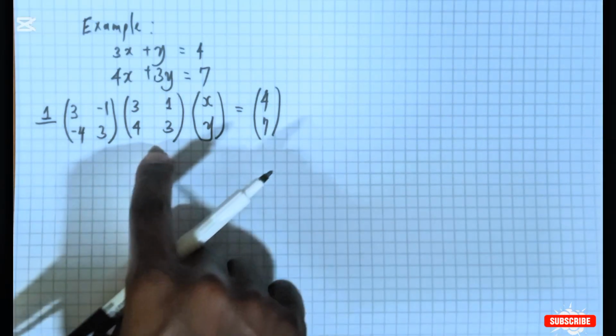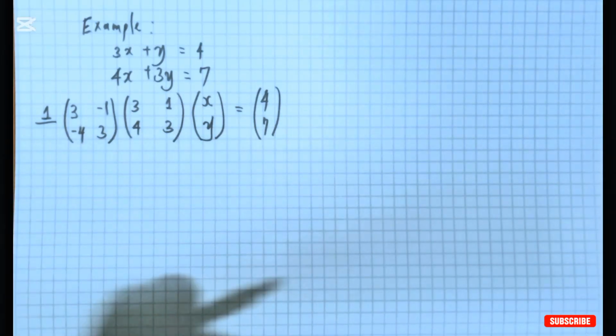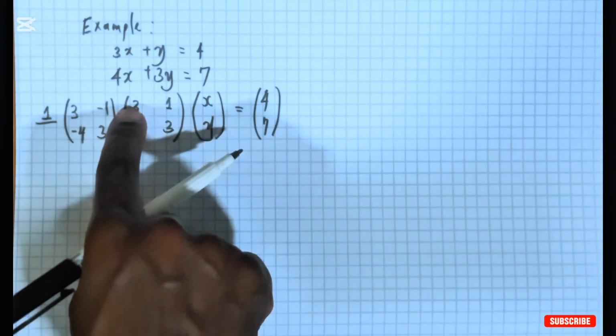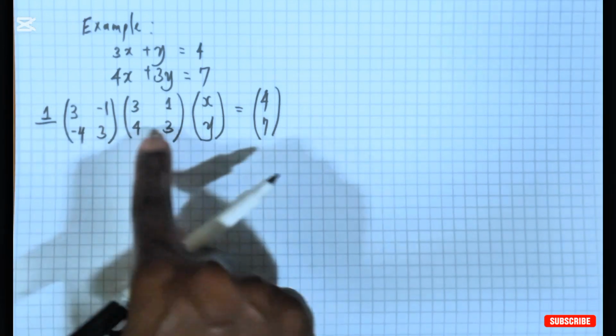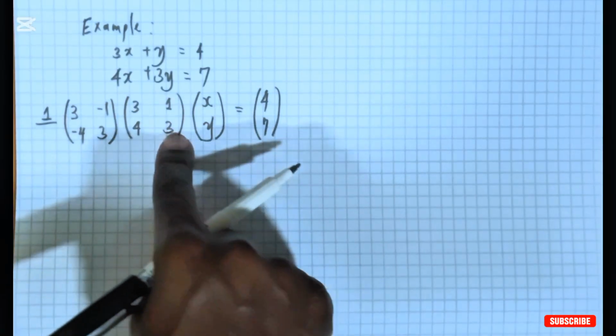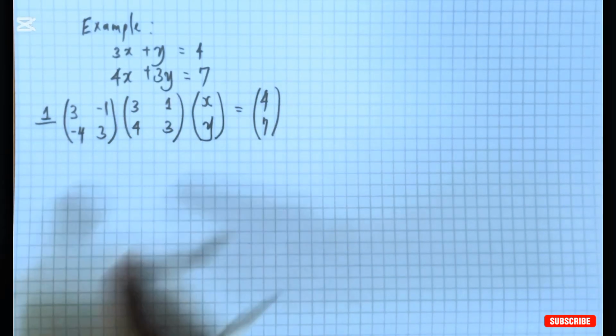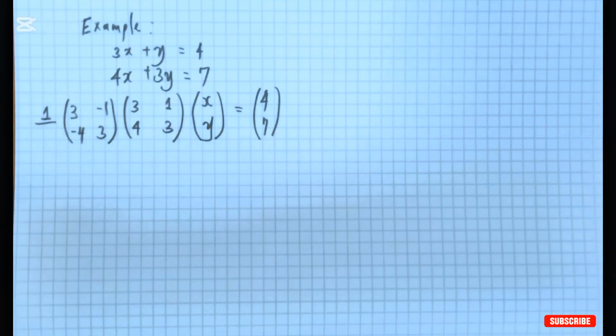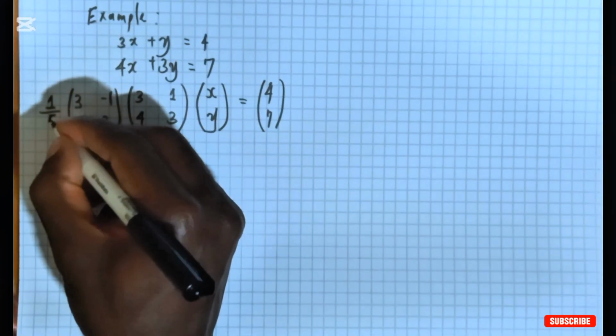All right, so what is our determinant? Of course, our determinant will be gotten by the product of the elements in the main diagonal, that is 3 times 3, 9, minus 4 times 1. So it's 9 minus 4, all right? 9 minus 4 will give us 5. So it's going to be 1 all over 5 here.